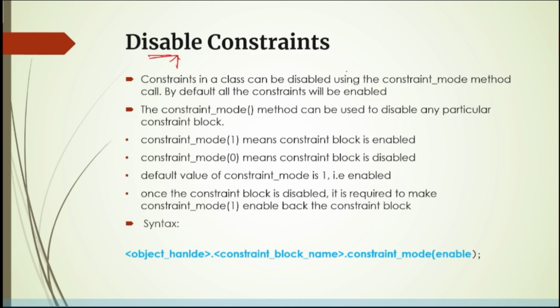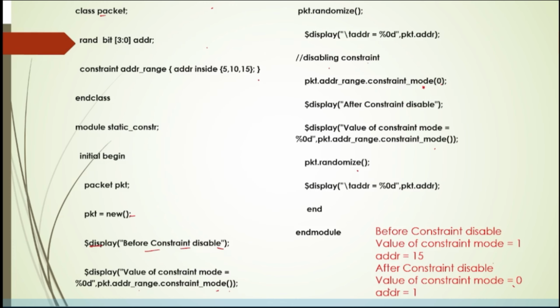Okay, so in randomization we have already discussed how we are going to make that randomization rand mode 0 and rand mode 1. Similarly, if you want to disable the constraint: by default when you are writing the constraint, the constraint mode will be 1. But when you want to disable it, you have to make it constraint mode 0. Based on the constraint mode function, you will be enabling or disabling that particular constraint. We'll see it as an example so that you can easily understand.